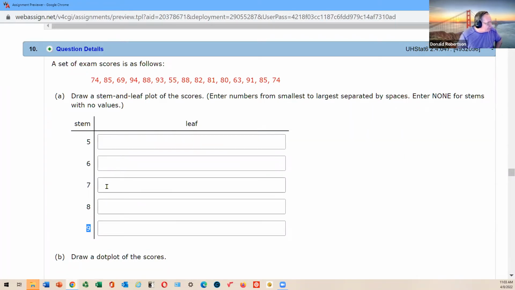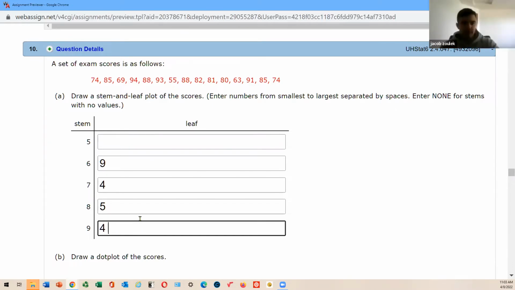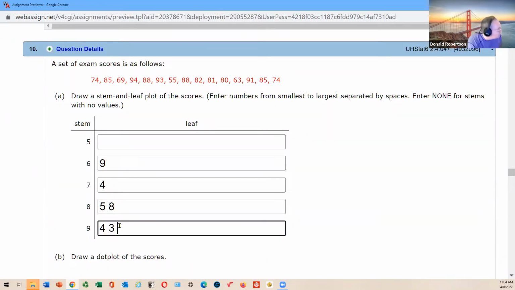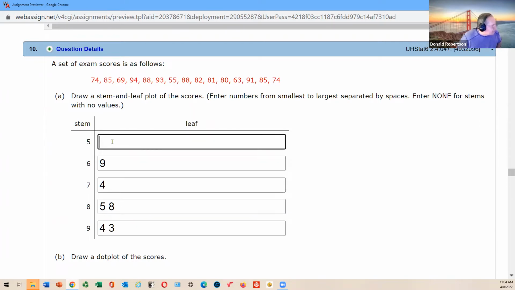You start at the first one and you go 70, and you put a 4 in and then a space. And then 85, put in a 5 and then a space. 69, put in a 9, hit the space. 94, and it'll take me a while, but I want to do at least one of them from start to finish. 88 now, and you put a little space. 93, put in a little space. 55, space. 88.